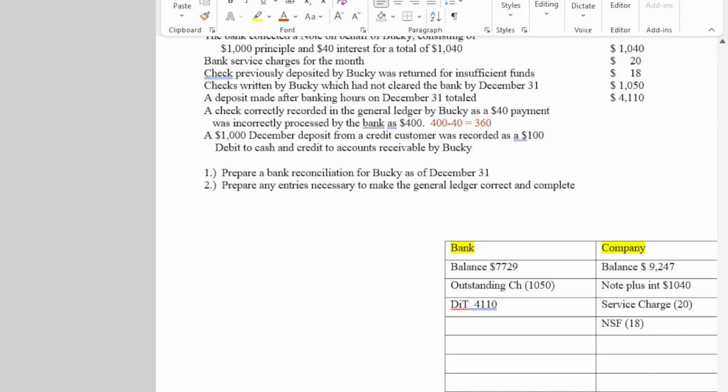Now, this $360 difference is going to be considered a bank error. And since it's a bank error, it's going to go on the bank side. If I'm not mistaken, it would be in parentheses. No, because this is a payment. Since we were paying them $40, the bank thought we were paying them $400. So we're actually getting a credit here. So it's not going to be a negative, shockingly enough, and in parentheses.